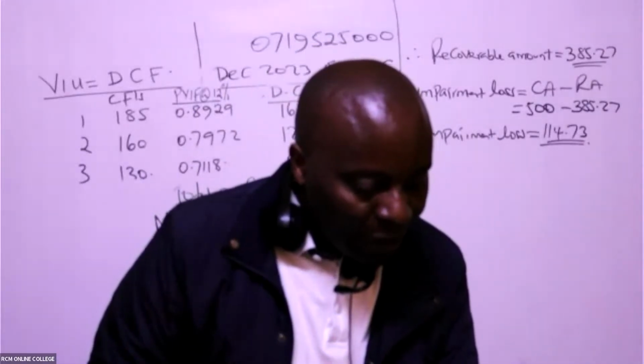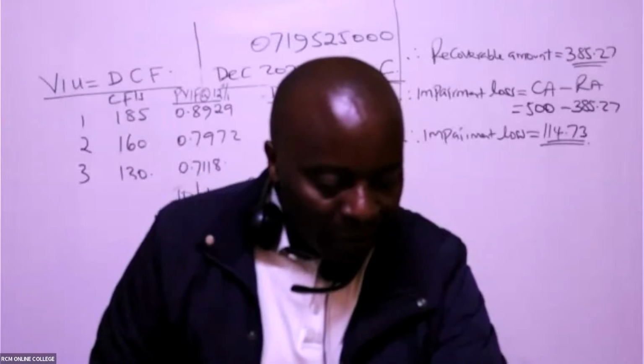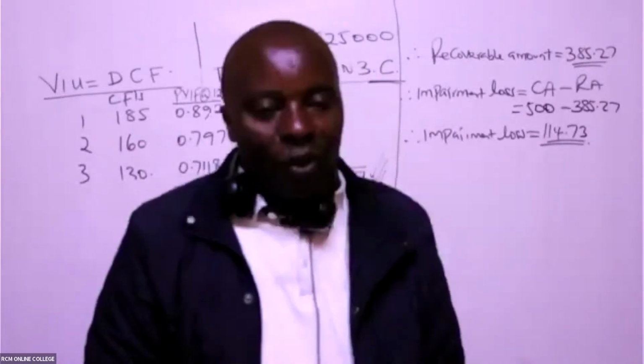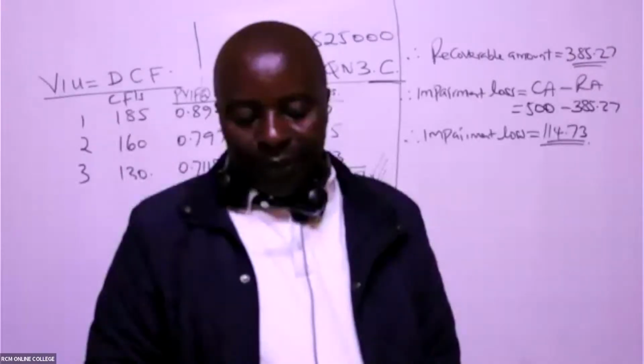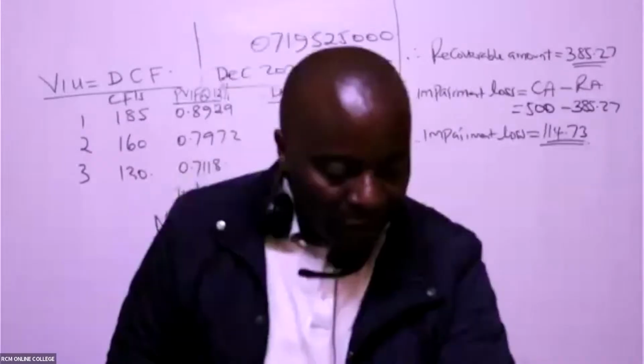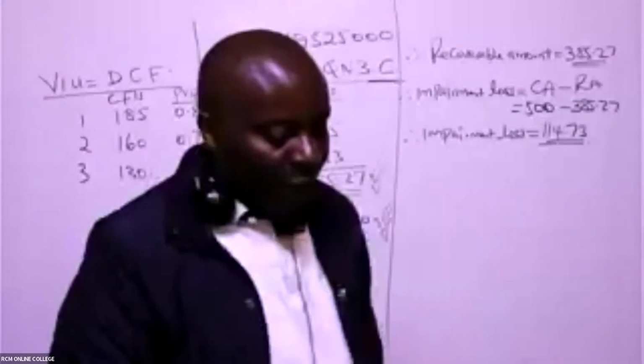So in requirement number one, they wanted us to calculate the impairment loss to be recognized in the accounts of Z1 Limited. And then number two, explain how the loss will be treated in the financial statements for the year.